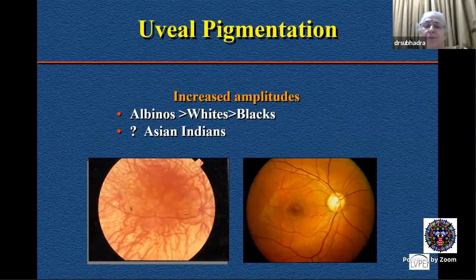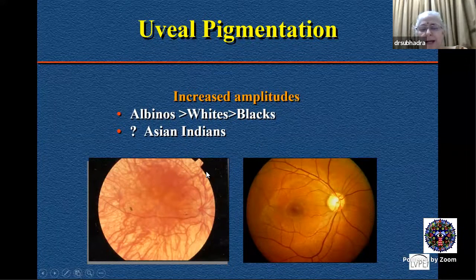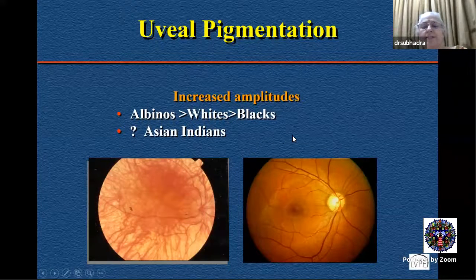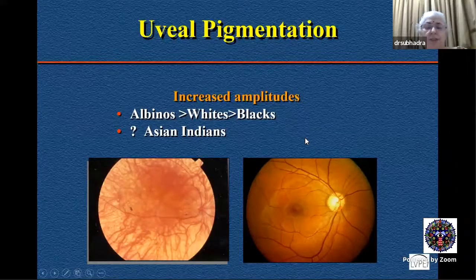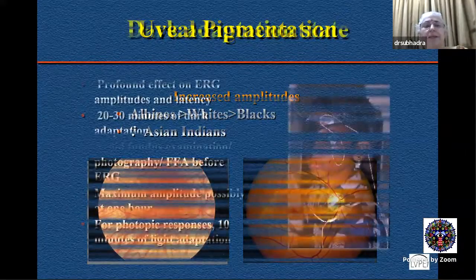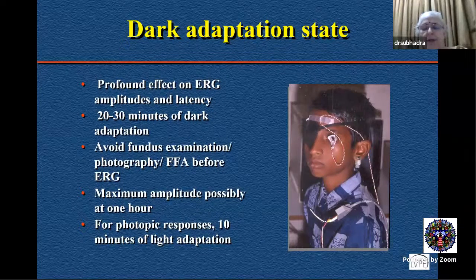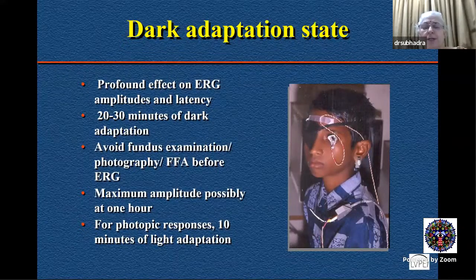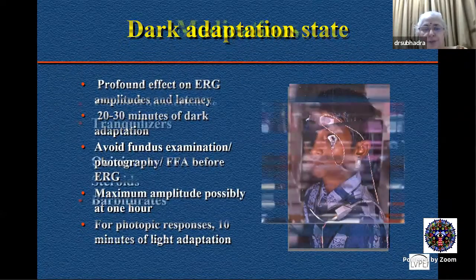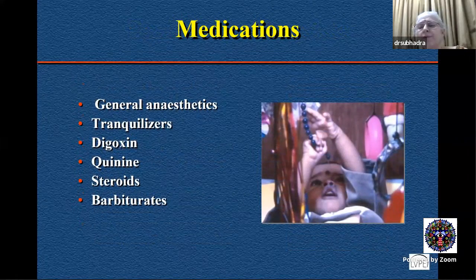Then the pigmentation of the fundus makes a difference. If you have an albinotic eye or a lightly colored fundus, then they will have higher amplitudes than if you have a dark colored fundus, like in South India, where you will have lower amplitudes. Then the dark adaptation state. The ISCEV requires us to do 20 to 30 minutes of dark adaptation, and don't do fundus photography or FFA before ERG, because then you have to dark adapt for more than 1 hour. But if you reduce your dark adaptation time and don't give enough dark adaptation, then you can get falsely low amplitudes.